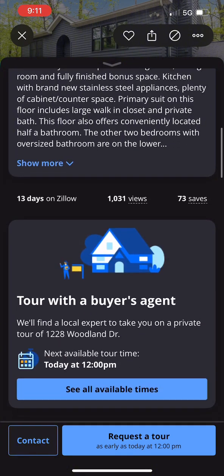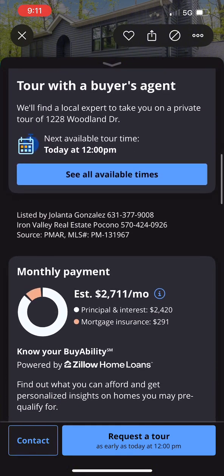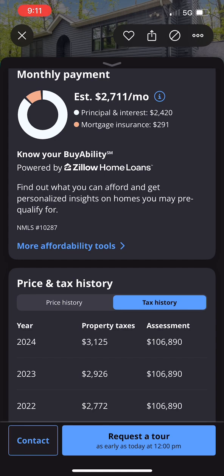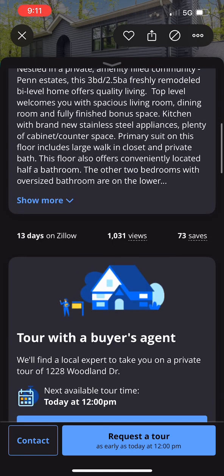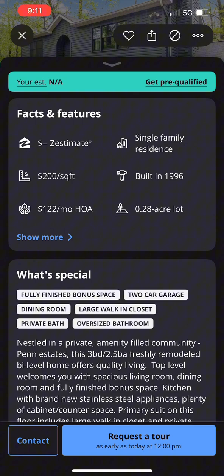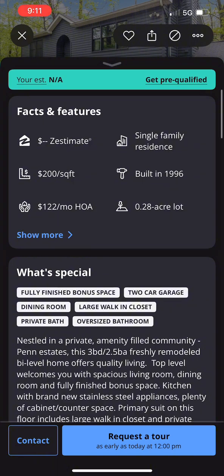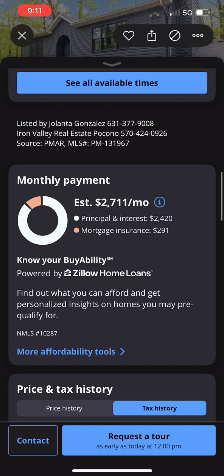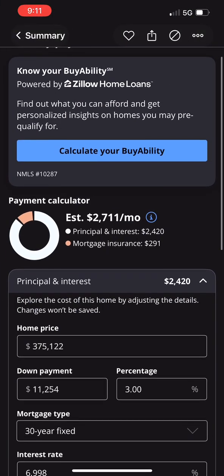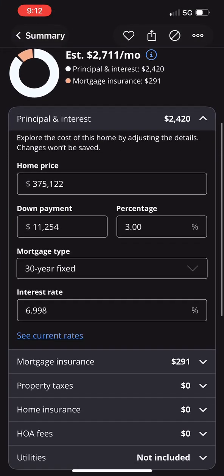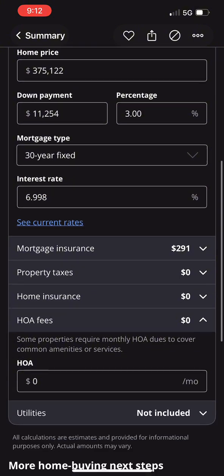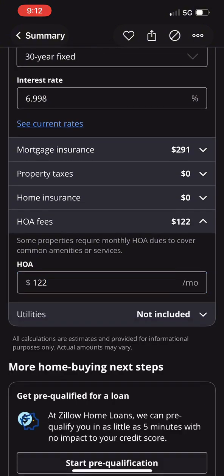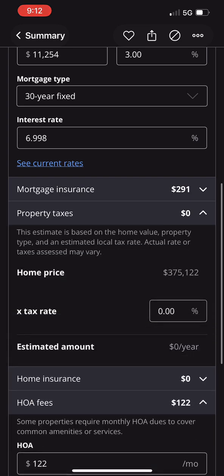$375,122. We're going to be looking for the HOA dues and our property taxes. So property taxes here, $3,125 a year. HOA dues at the top, $122 a month. So now let's hop into our calculator. Notice the calculator here, we're still at 3% down, basically 7% interest, but we don't have any other figures in here. So we'll put our HOA dues in, which is our $122 a month.